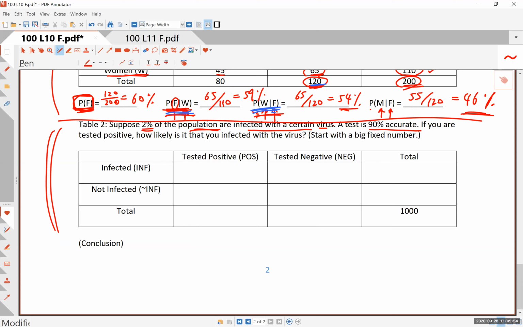And if you're not infected with a virus, again, 90% of them will correctly test negative, but 10% will test positive. Get that? That's all you need in order to completely fill in the blanks here. Okay, let's go ahead and do that. If you're tested positive, how likely are you to be infected? This is a question that we will address at the end.